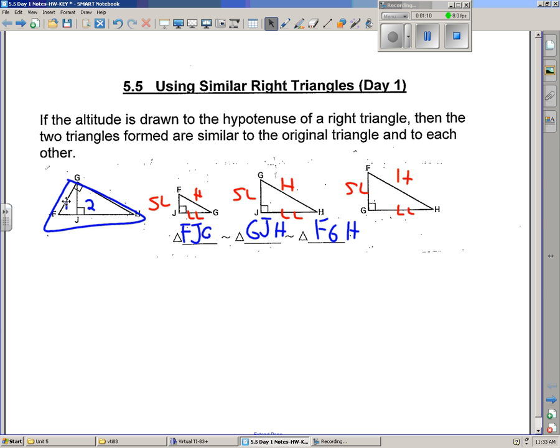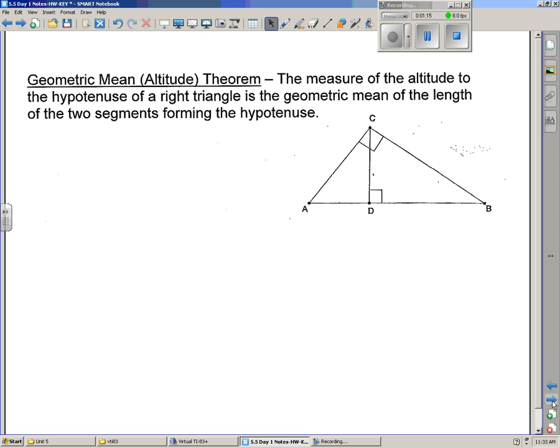So what happens is we're going to be trying to find the missing sides of this one big triangle. One of the theorems that we deal with is called the altitude theorem. The altitude theorem is where the measure of the altitude to the hypotenuse of a right triangle is the geometric mean of the lengths of the two segments that form the hypotenuse. Geometric mean is just a big word for a cross product. They have to be on diagonals of a proportion.